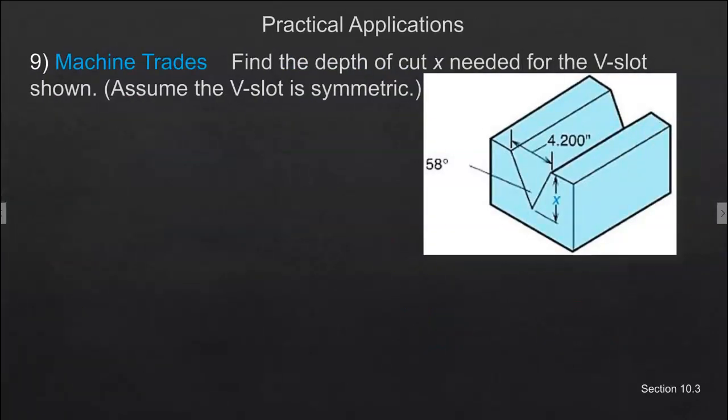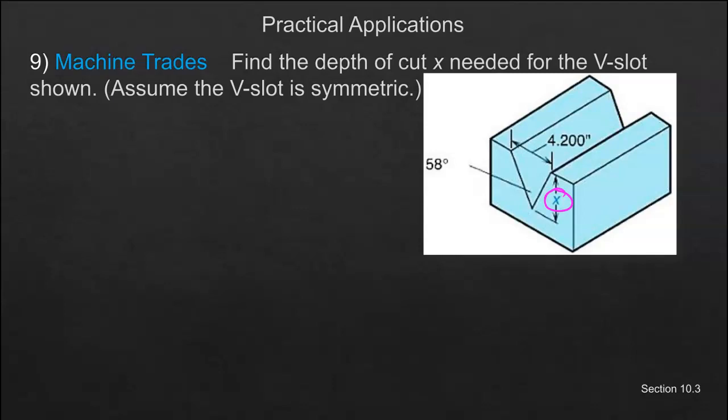Here's our next one. Find the depth of cut X needed for the V-slot shown. Assume the V-slot is symmetric. And so on this, we're basically looking for this X. I'm going to use the pink so it shows up better. I kind of switched this problem around because it had degrees and minutes, which we're only doing decimal degrees, so we don't work with the degrees and minutes. And so that's why there's kind of a space there.